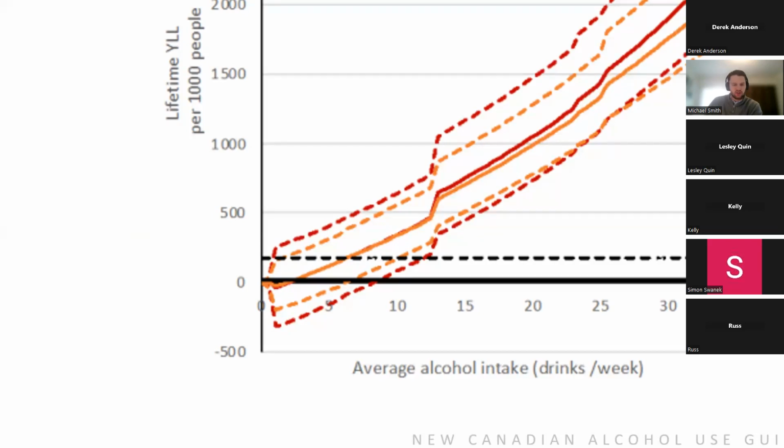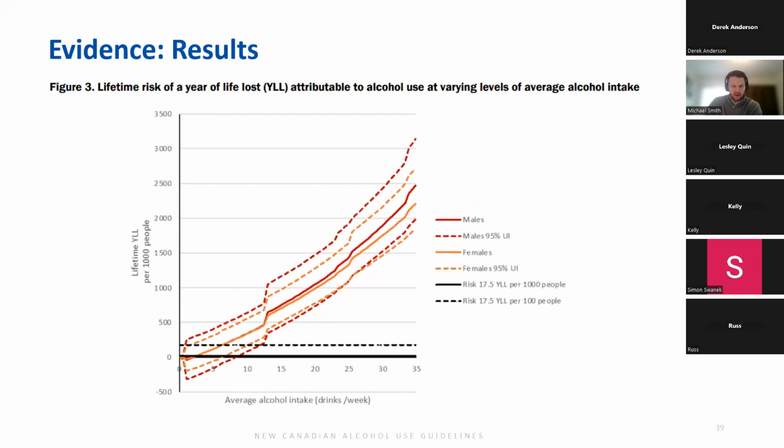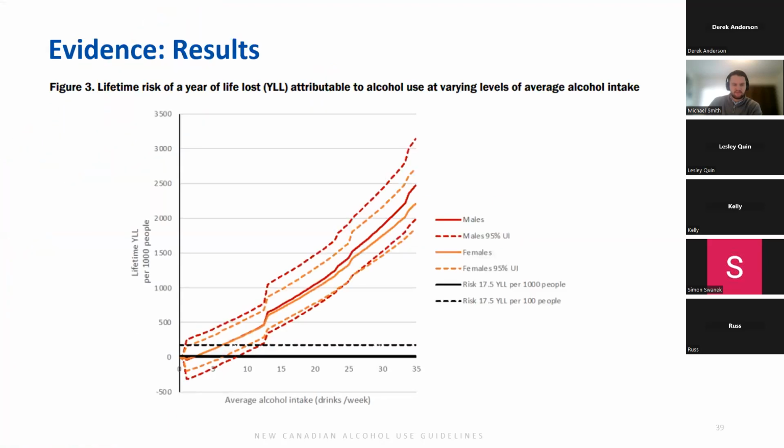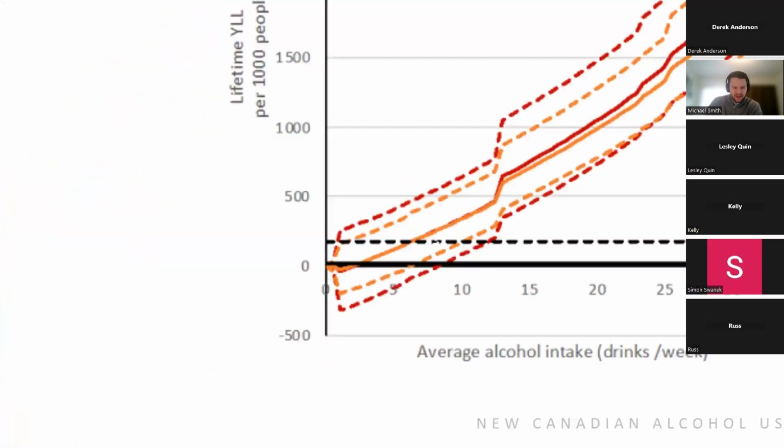So where the solid red and orange lines cross over this black solid line, that correlates over here to about 7.5 years of life lost per 1,000 people. And as we talked about earlier, that correlates to a 1 in 1,000 risk of premature death. So if we come back over here, that level, as you can see where it crosses over that line, is attributable to 2 drinks per week.